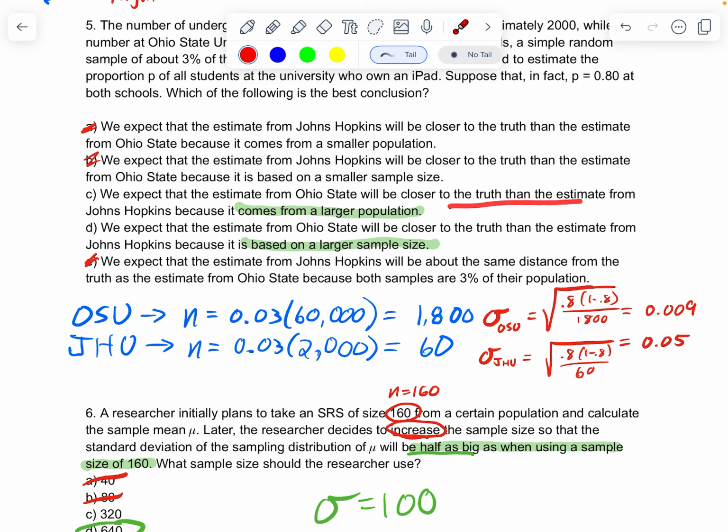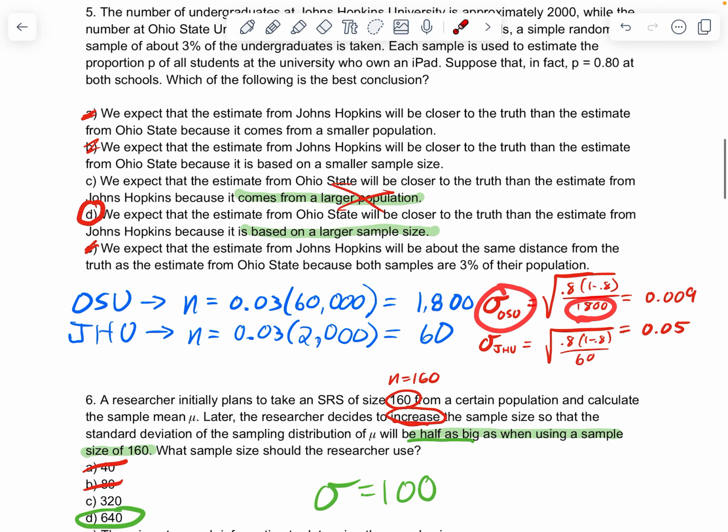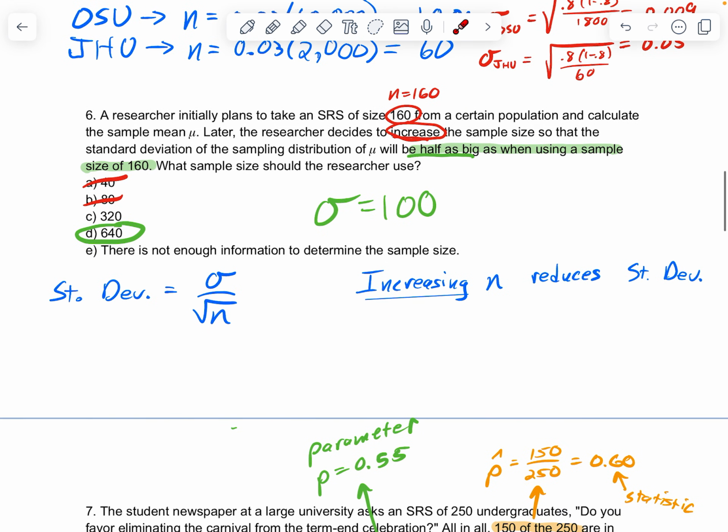Is it closer to the truth because it came from a larger population? Because the school itself is bigger? Or are our estimates closer because our sample size is larger? Well, the formula is based on n. And what's n? n is sample size. It is not based on the population size. Standard deviation here is based on sample size. So it's D.